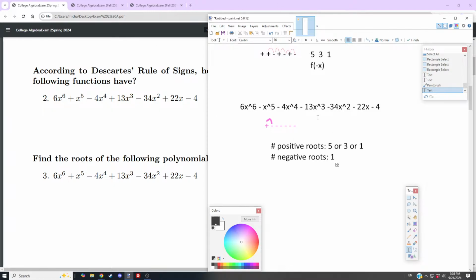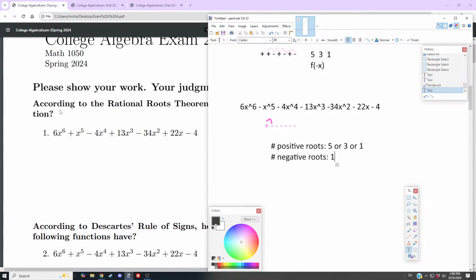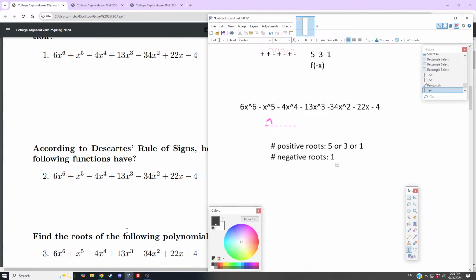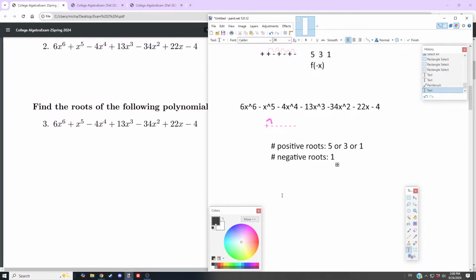So that's 20 points out of 80 right there. That's a quarter of the test, or at least the quarter of the last semester version of the test, because this was spring of 2024. Now we need to find the roots. This is where it gets longer.